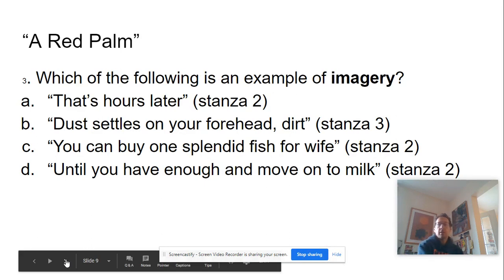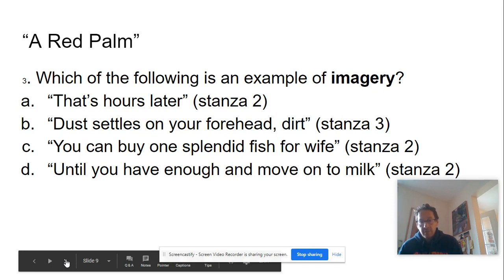So these are some of the questions that you have on the work that's due tomorrow that you'll get today. And it's multiple choice. With multiple choice, we do what? We don't just look for the right answer. We read all of the possible answers. We eliminate because there's a reason to eliminate. So here's your question. Which of the following is an example of imagery?